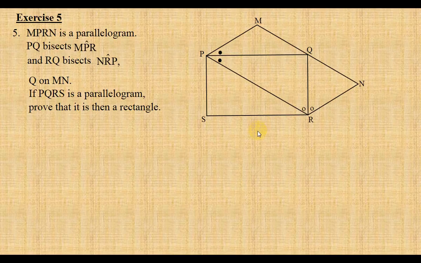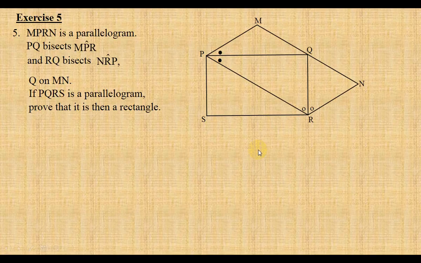Welcome to another rider. This question states that MPRN is a parallelogram. PQ bisects angle MPR, which is marked for us in the diagram. RQ bisects angle NRP, that is also marked. Q is on MN. It tells us then that PQRS is a parallelogram. And we're going to prove that this figure is a rectangle.